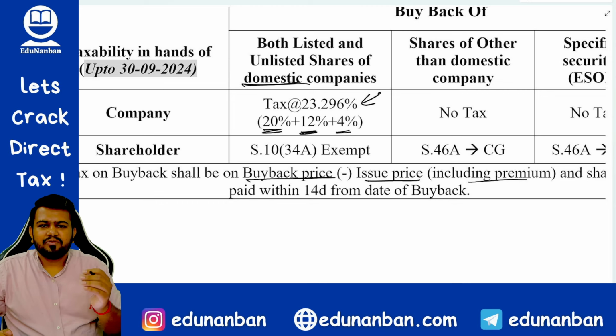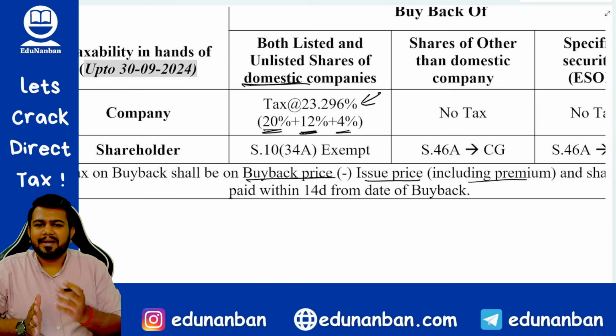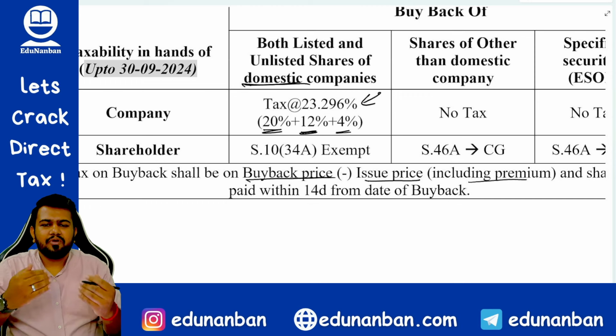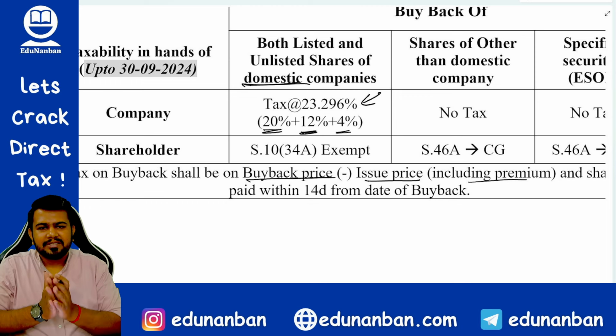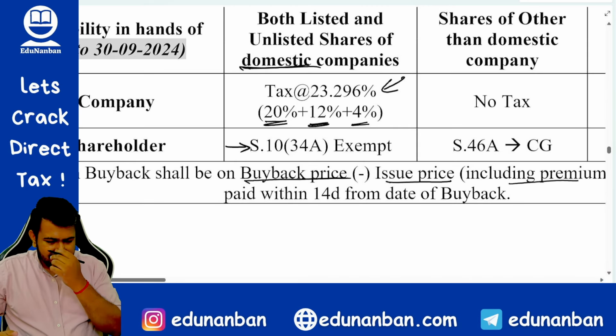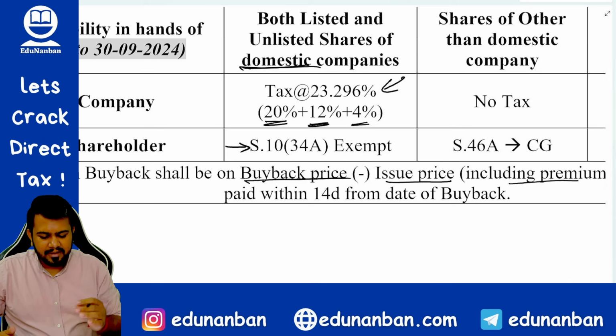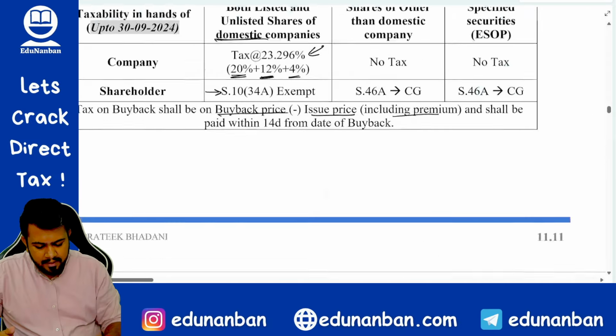On this value, you have to calculate 23.296%. The company will deduct the tax, it will pay to the government as buyback tax, and the balance amount it will give to the shareholders. Sir, then what about the shareholders? In the hands of shareholders, this entire amount will be exempt under section 10(34A). Under section 10(34A).